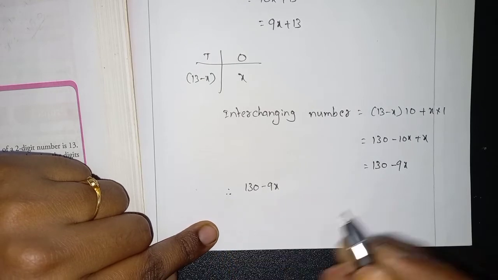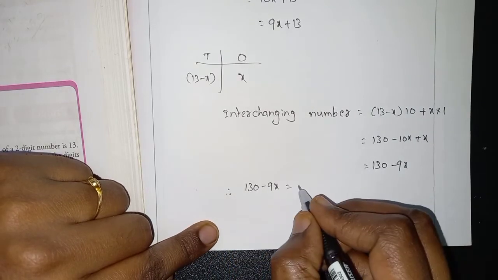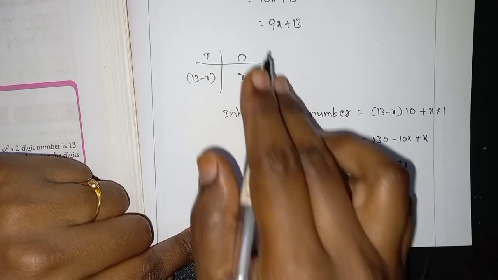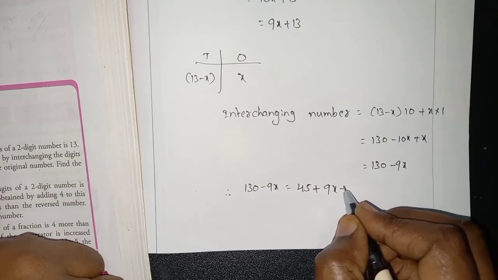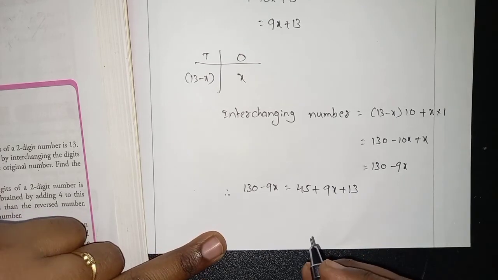Therefore, 130 minus 9x is how much more than the original number? 45 more than the original number. Let us write the original number here: 9x plus 13. Okay.